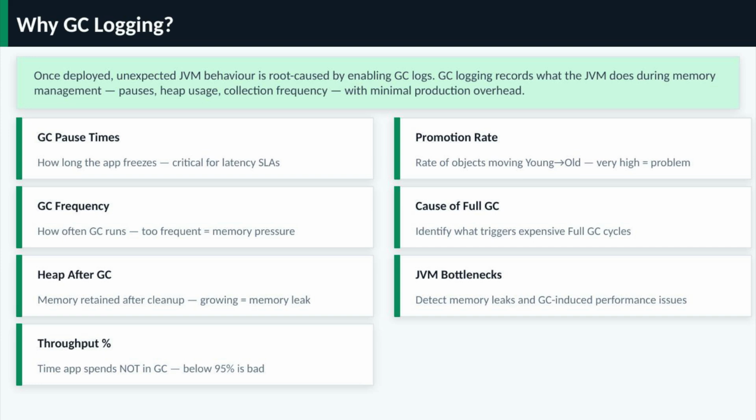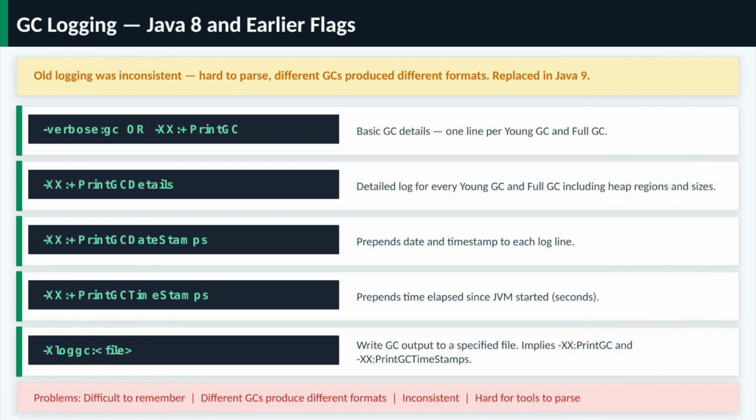If you are working as a backend engineer, GC logs are often the first thing you will inspect during performance incidents. Java 8 logging. Before Java 9, GC logging was messy. Multiple flags were required. Different collectors produced different log formats. Remembering all these options was very difficult. That is why Java introduced unified logging.